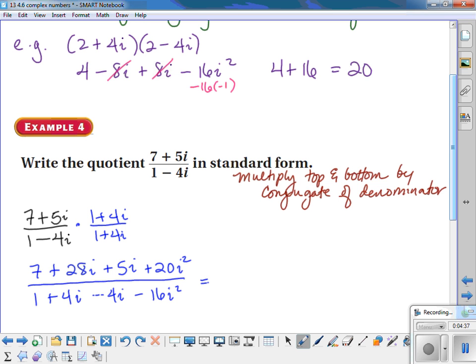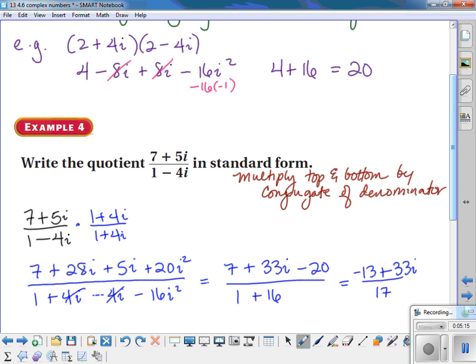Okay, so I have 7 plus, I'll go ahead and put my 28 and 5 together, 33i. And then my 20i squared is negative 20. And then over here, the 4i's cancel out, so I've got 1. And then my negative 16i squared becomes a positive 16. So yes, I have 17 on the bottom of the fraction. So see how there's no more imaginary number on the bottom? Okay. All right, and then on top, 7 minus 20 gives me negative 13, and then I have plus 33i.